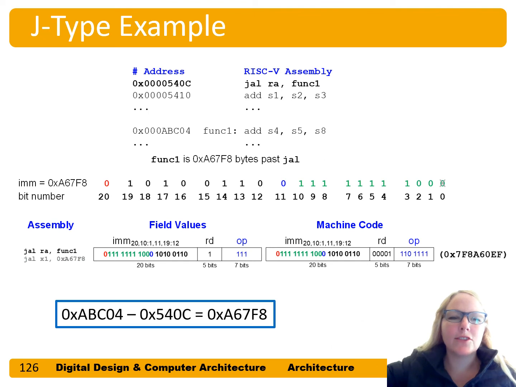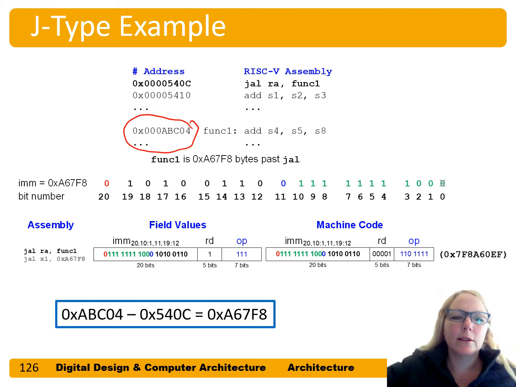So here we have a jump and link instruction, a J-type instruction. This is actually the only J-type instruction that we have in RISC-V. So here's the instruction, jump and link, RA func1. RA, the return address, will get written with PC plus 4. And func1 indicates the location, or the address of the label. So in this case, ABC04.